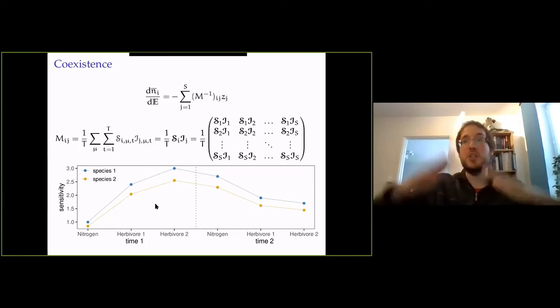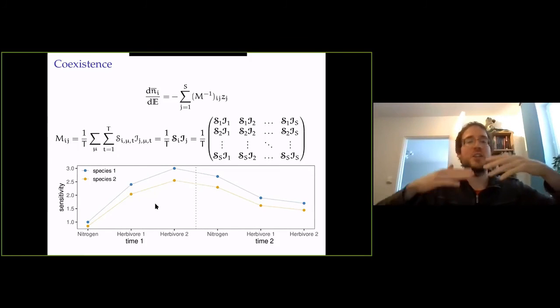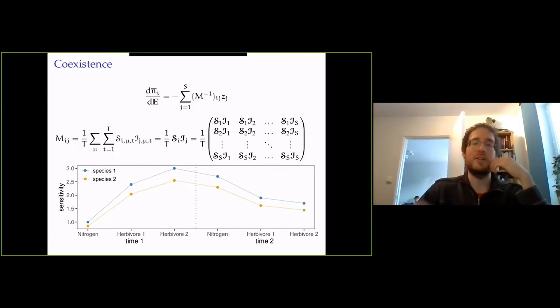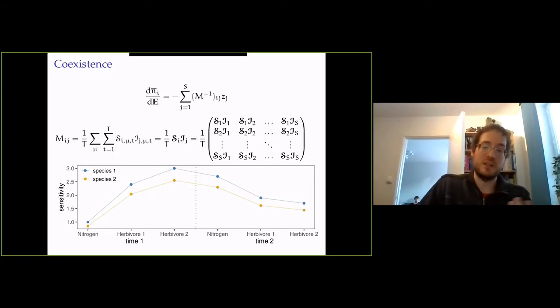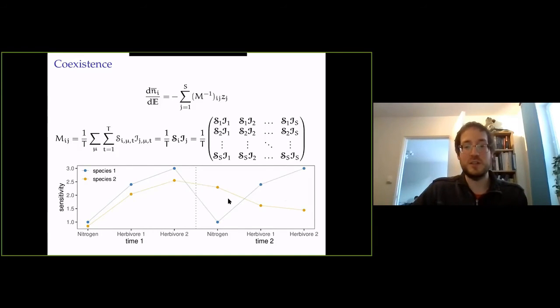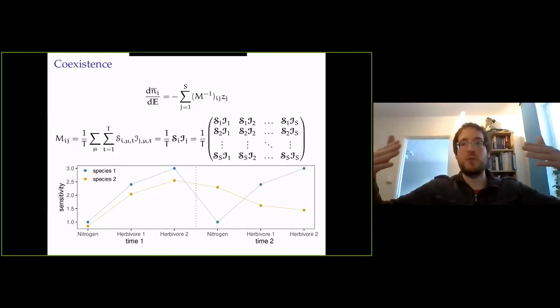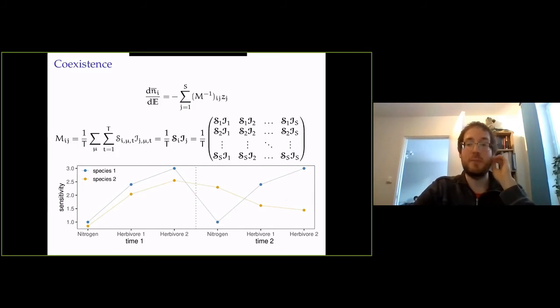But if they can partition the responses, because say there's some seasonality in our annual plant or lottery model, and one of the species does better in one season and the other does better in the other season, then there's a possibility for robust coexistence, because then the sensitivity vectors will differ between the species and the impact vectors as well, depending on season, and therefore for the whole period or just stationary time series, they will not overlap with one another.